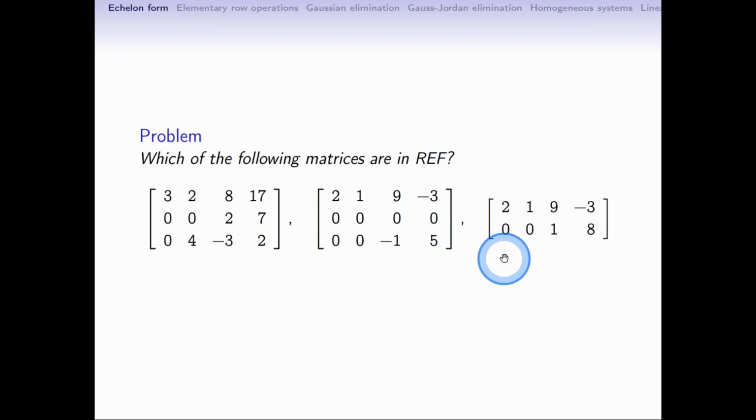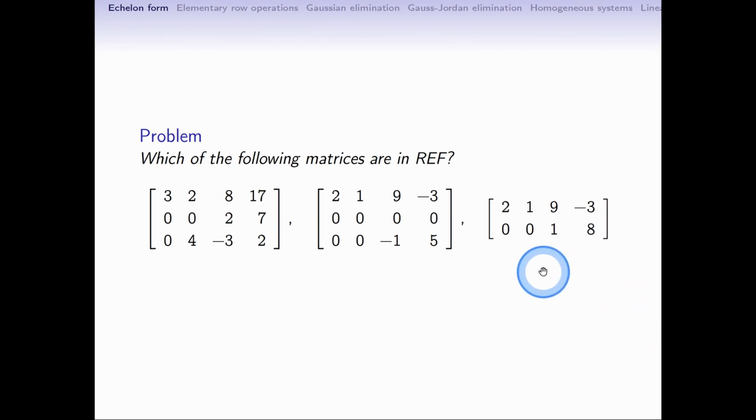Now let's take a look at this last example. There isn't a row of zeros, so there's nothing to check. I can see a leading entry of a 2 here in row 1 and a leading entry of a 1 in row 2. And as I march down from row 1 to row 2, I do march to the right to find the next leading entry. So this one is in fact in row echelon form.